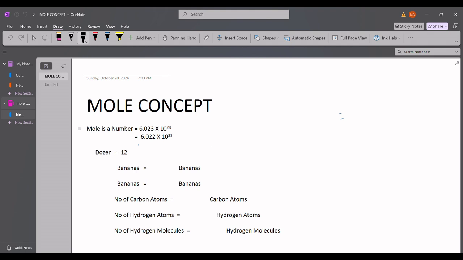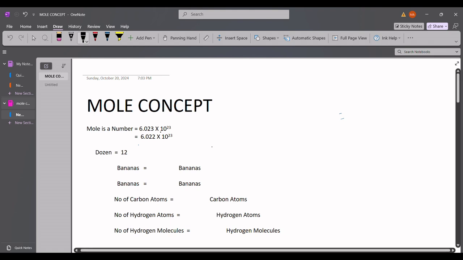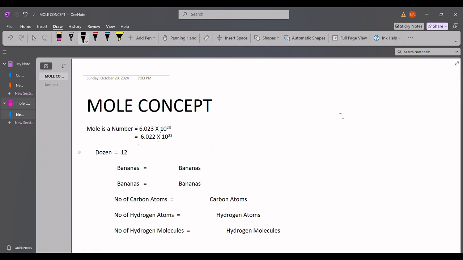So what is a mole? Mole is a number. It is a number that is equal to 6.023 into 10 raised to power 23. It can also be written as 6.022 into 10 raised to power 23. They are both equal, both are correct.